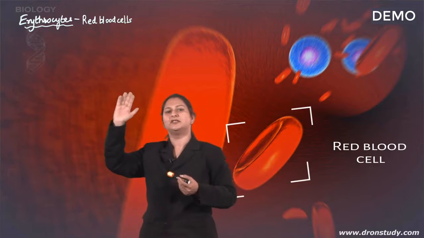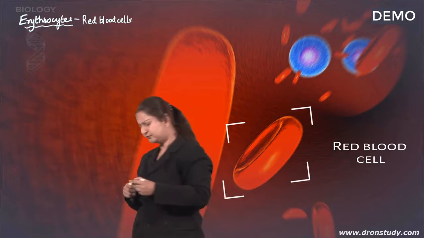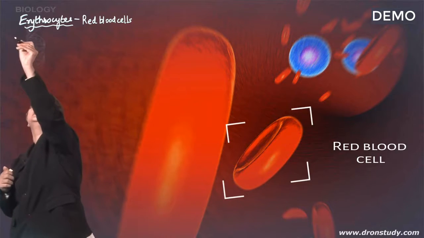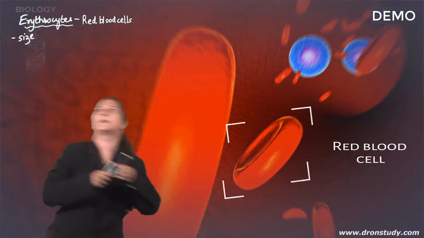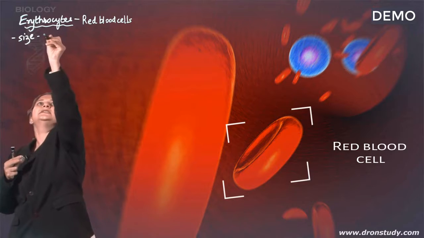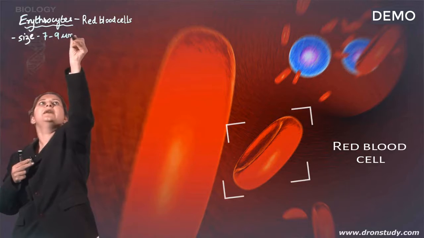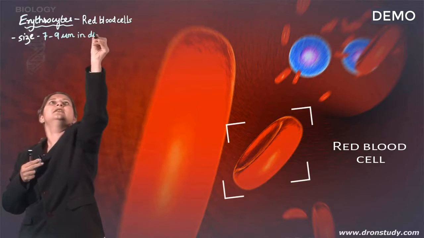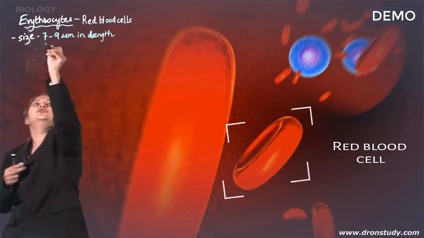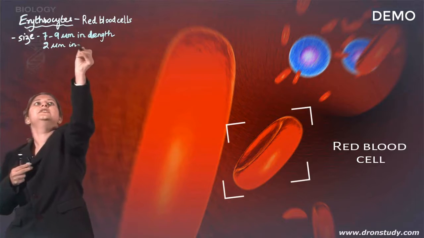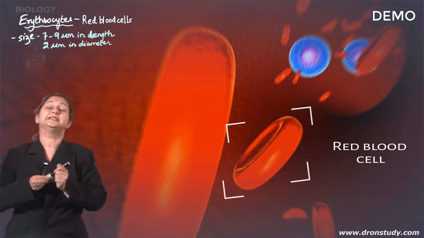Now, there are certain things that we need to know about the red blood cells or the erythrocytes. First, of course, let's begin with the size. The size of the erythrocyte is anywhere between 7 to 9 mu m in diameter, and 2 mu m in thickness. All right, that is the size.